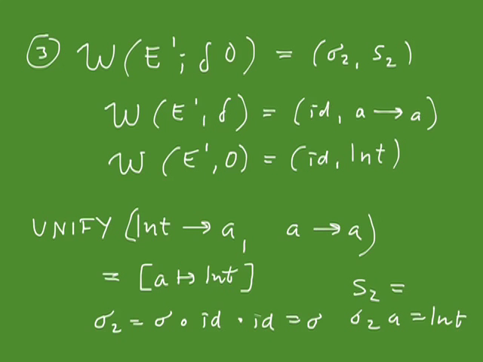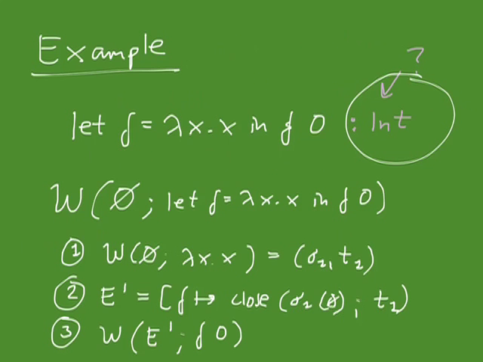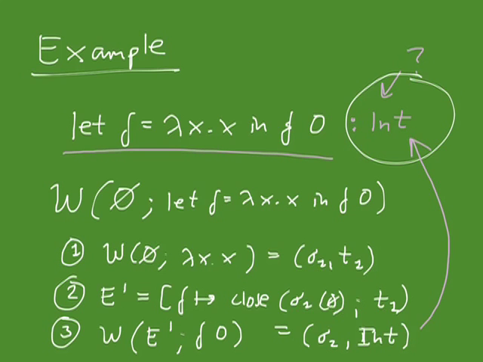So over here in this call, this returns the substitution sigma 2 and the type int, and this is what we return, and in fact, hey, it's int alright. So yes, this expression does have type int. So all is well.